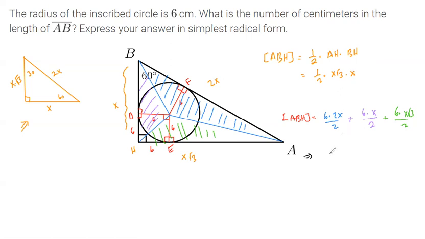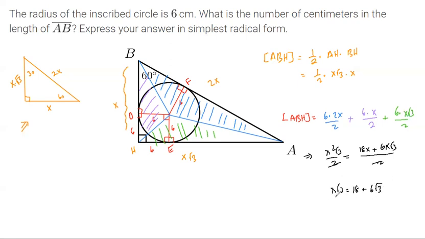This one is x times x, which is x squared root 3 over 2. And this one is 12x plus 6x, which is 18x, plus 6x root 3 over 2. So I can cancel these easily. And I can divide both sides by x because x is a positive number, so it's okay to divide by x. So that will be x root 3, and then this is 18, and this is 6 root 3.